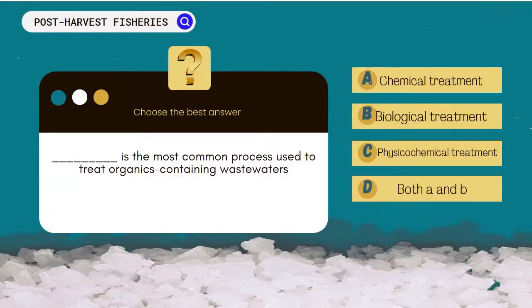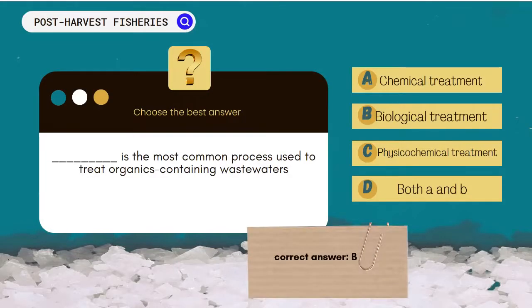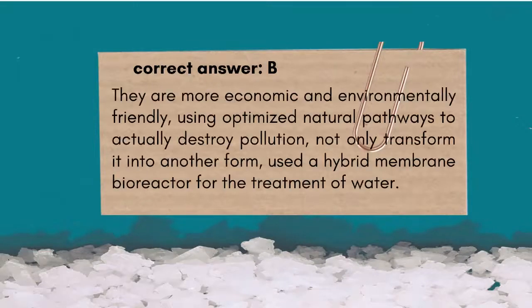Blank is the most common process used to treat organics containing wastewaters. A. Chemical treatment. B. Biological treatment. C. Physiochemical treatment. D. Both A and B. The correct answer is B. Biological treatment is more economical and environmentally friendly. They use optimized natural pathways to actually destroy pollution, not only transform it into another form. They used a hybrid membrane bioreactor for the treatment of water.